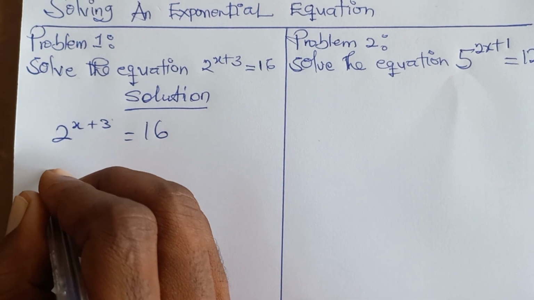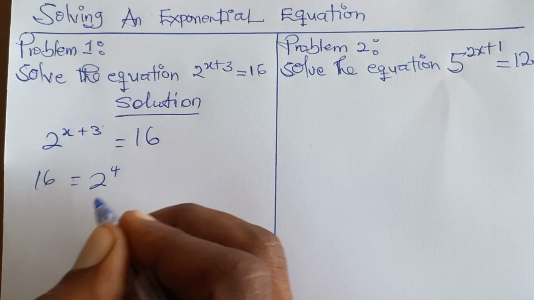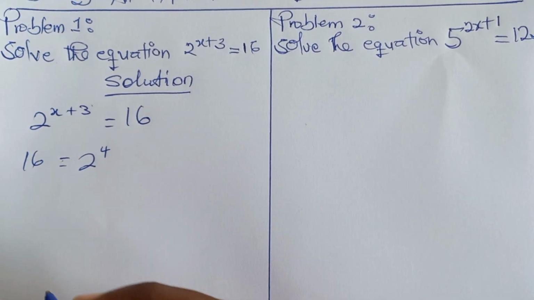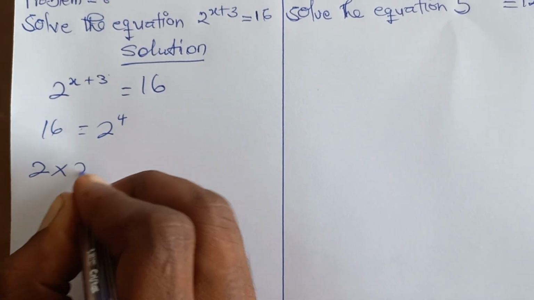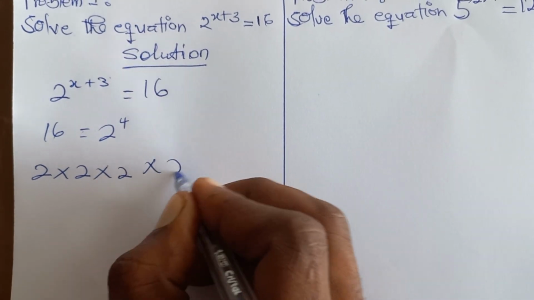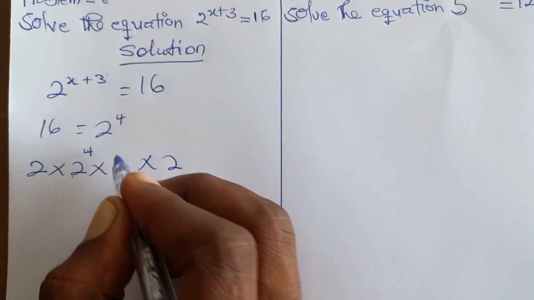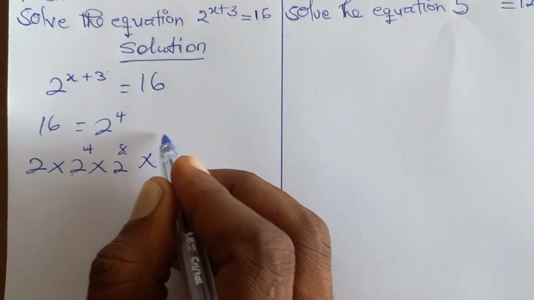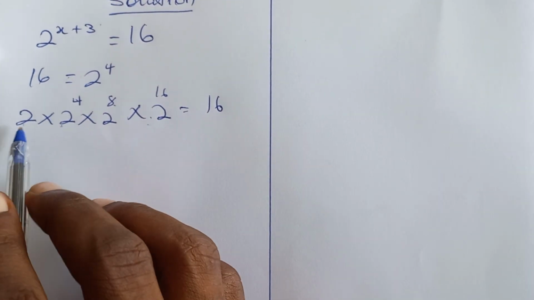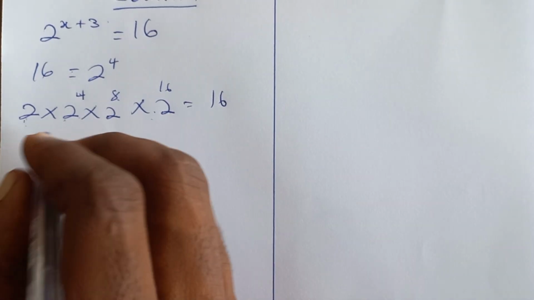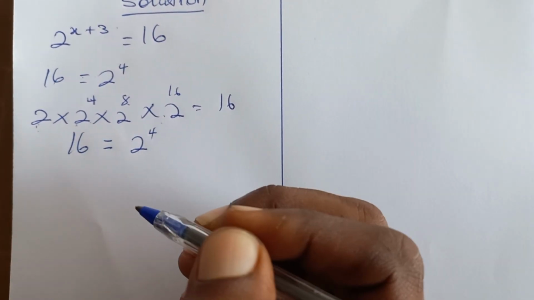So, 16 as a power of 2 is equal to 2 to the power 4. Let me show you how to get this. It's the same as 2 times 2 times 2 times 2. You can see that 2 times 2 gives us 4, 4 times 2 is 8, and 8 times 2 is 16. The number of 2s here is 4, that is 1, 2, 3, 4. So we say that 16 can be written as 2 exponent 4.